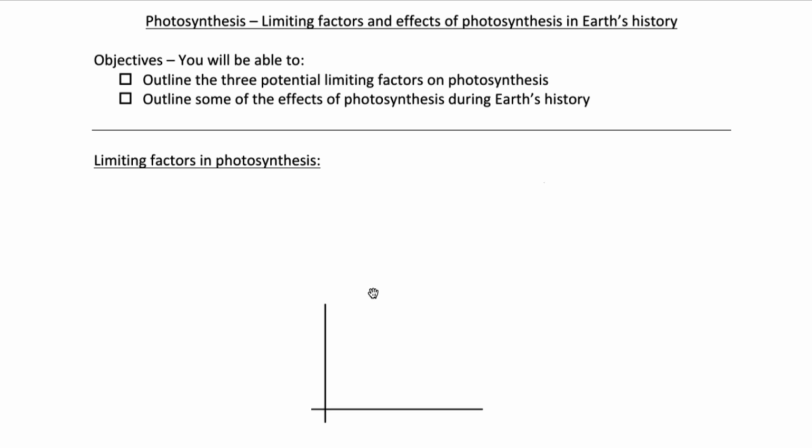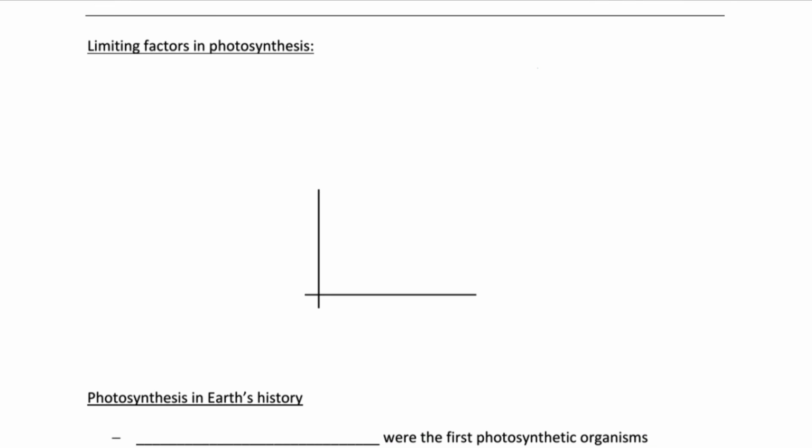In this lesson, we talk about limiting factors in photosynthesis and also the effects of photosynthesis in Earth's history. Now, in photosynthesis, we need light to provide the initial input of energy. We need carbon dioxide for raw materials. And we also need a moderate temperature so that enzymes can function, not too cold and not too hot. And any one of these three things can limit the rate of photosynthesis if it's not optimal.